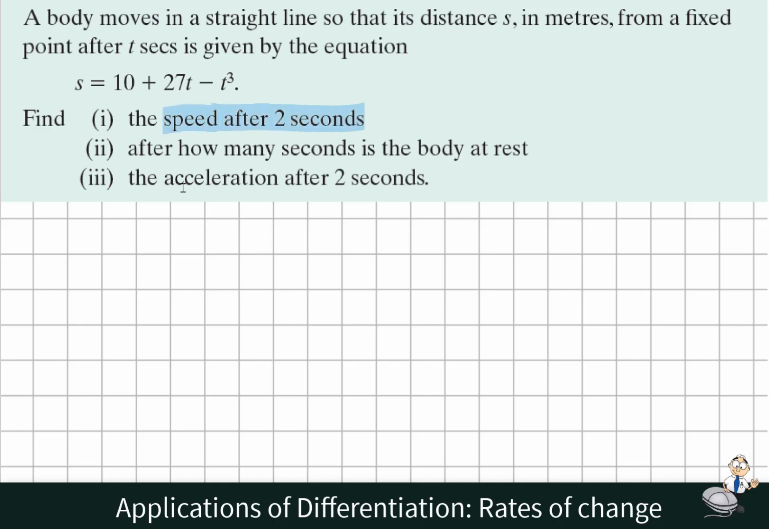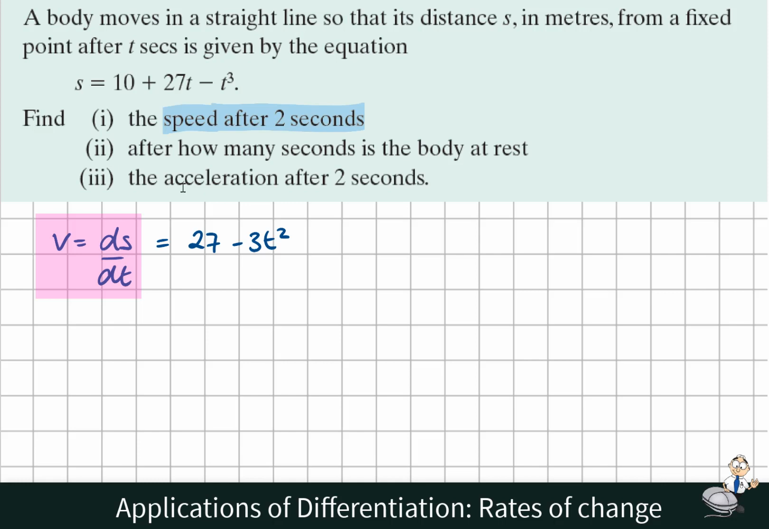I'm going to use the letter v for speed here. V, the speed or velocity, is the rate of change of position with respect to time. In other words, ds/dt. So if we differentiate the function with respect to time, we get the speed. So we differentiate by multiplying by the power and reducing the power by 1, giving 27 minus 3t squared. So this is the velocity.